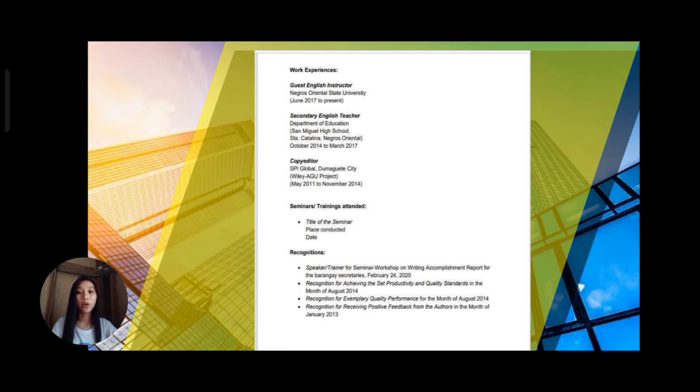The next is your recognitions. When writing your recognitions, you have to put what recognitions you have achieved and when you have received that specific recognition. So, for example, speaker or trainer for seminar or workshop, writing accomplishment report for the barangay secretaries on February 24, 2020.